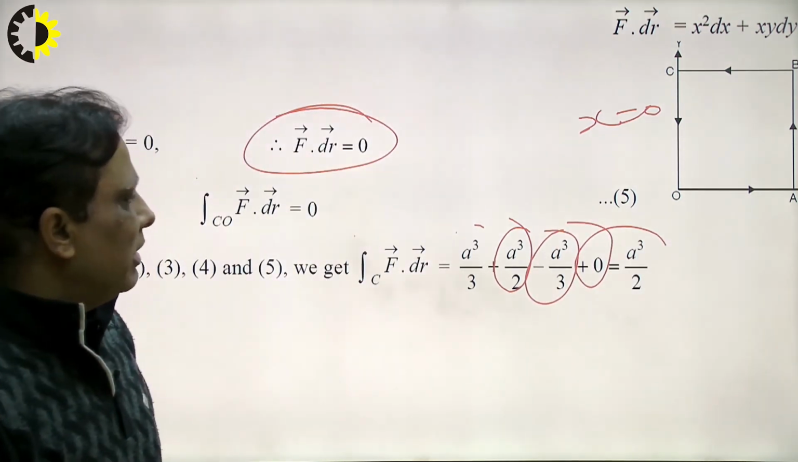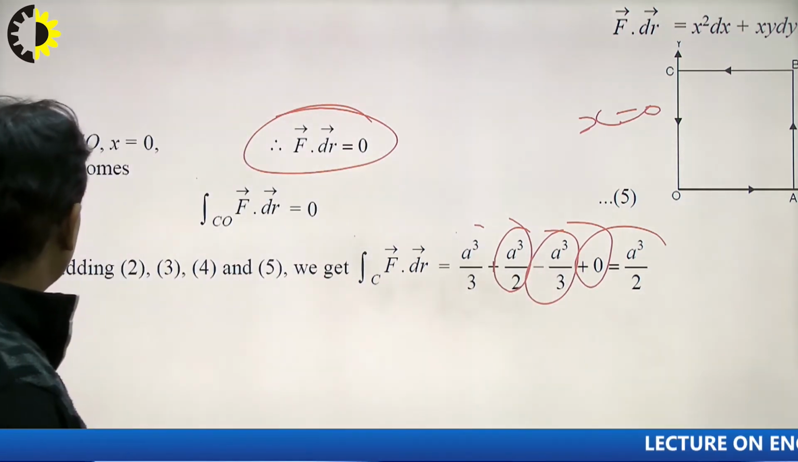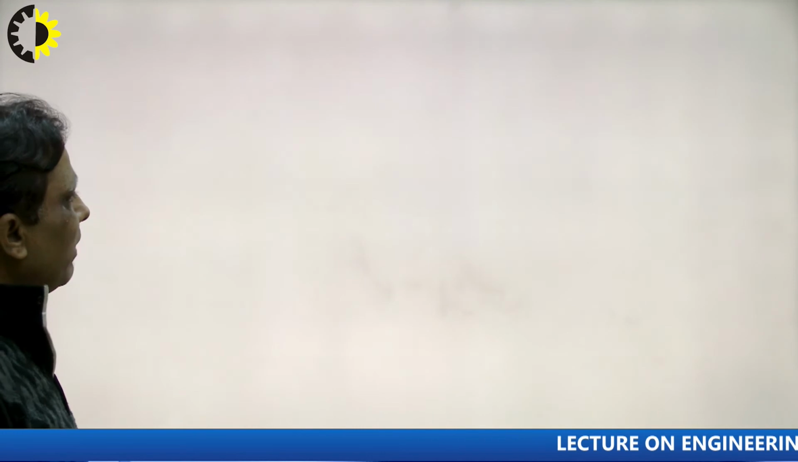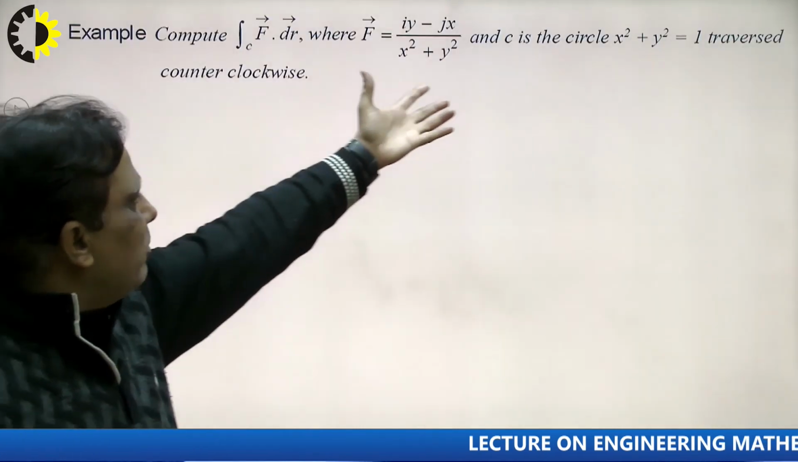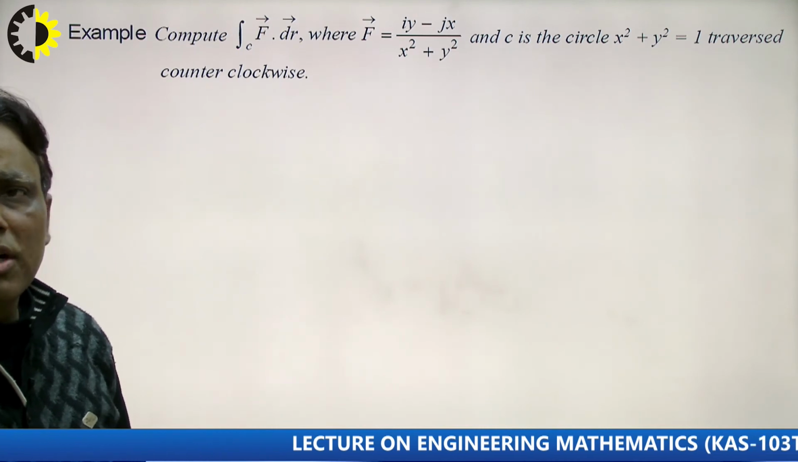If we add all these terms, the result will be a cube by 3. So in this way we can find out the result of our problem one by one, right? I consider another problem, that is the circular ring traveled by the moving particle counterclockwise, integration.